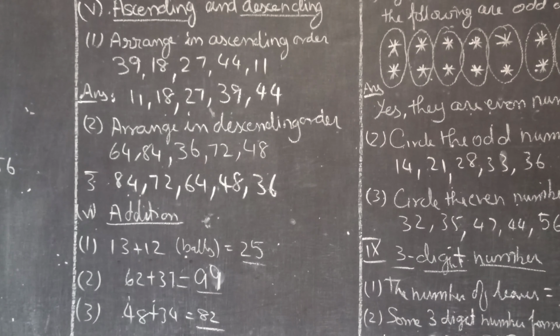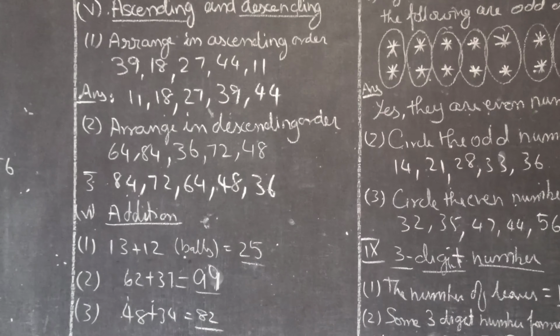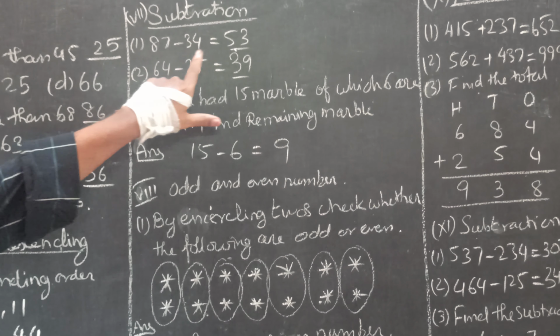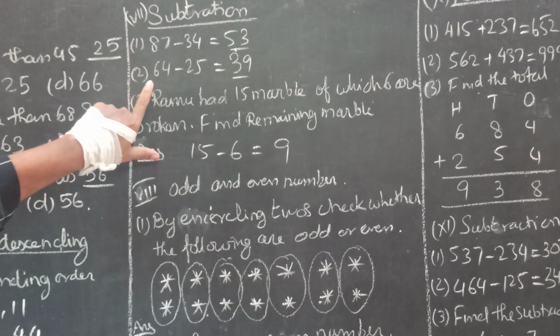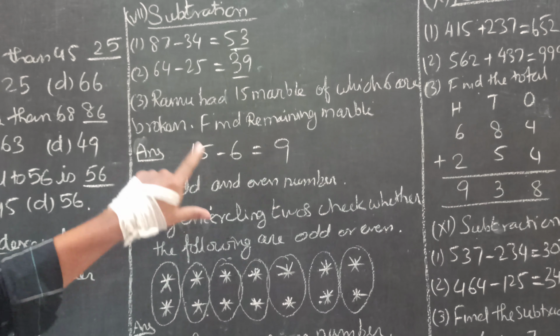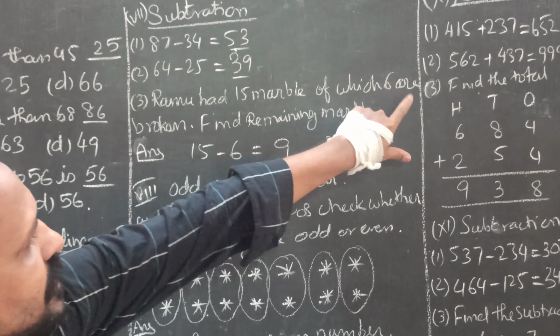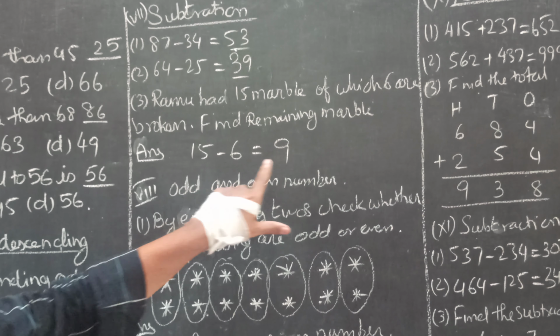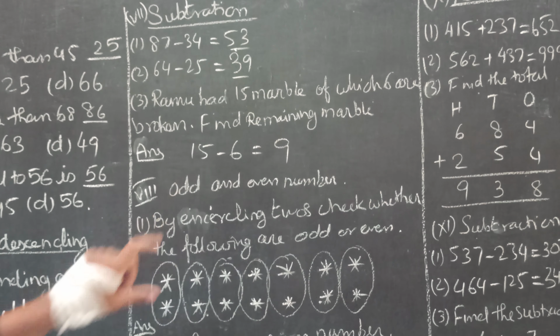The next part is subtraction. So we have completed 6 part in this. Now we are in subtraction. The subtraction is 87 minus 34 is 53. 64 minus 25 is 39. Ramu had 15 marble of which 6 are broken. Find the remaining marble. So 15 minus 6 equal to 9.